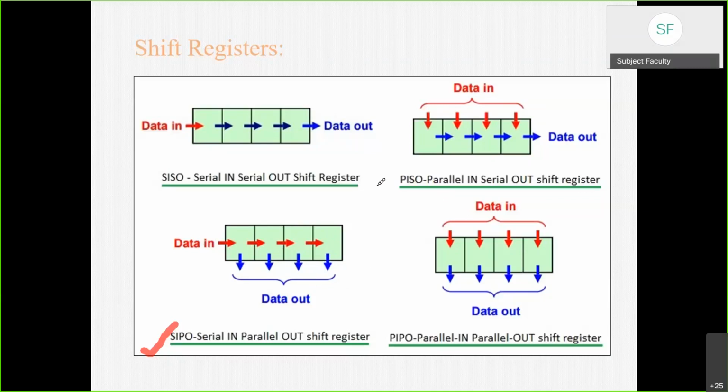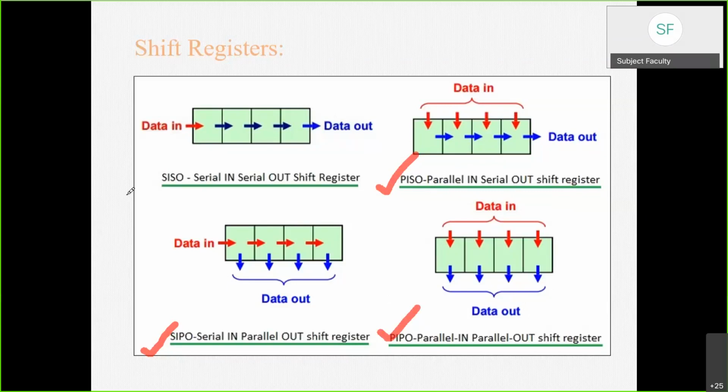Similarly, the third one is parallel in and serial out. So this is the input. The input will be fed in parallel to all the flip-flops, but the output is taken using only one terminal. So it is nothing but parallel in, serial out. And again, the last one is parallel in, parallel out. That means input is fed in parallel fashion, and output is also retrieved in parallel configuration.